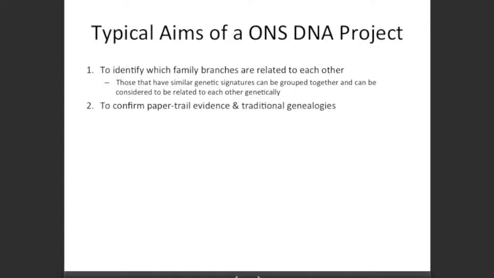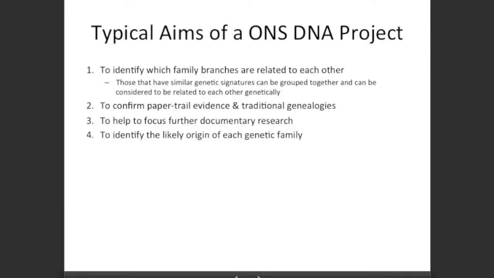A second goal would be to confirm paper trail evidence and traditional genealogies. A third goal would be to help to focus further documentary research, because if you know that that family branch is related to this family branch, they should be collaborating together to find out where they join up.